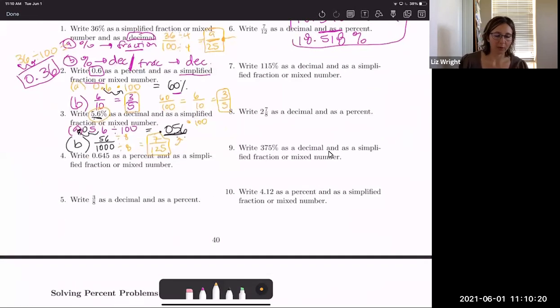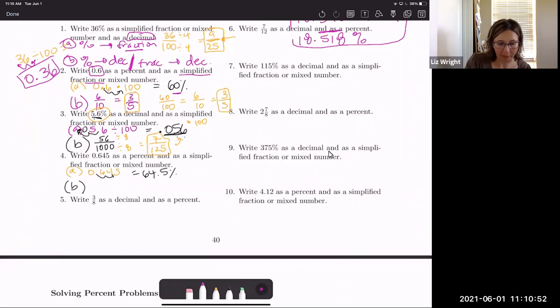All right, so let's look at the next one. Write 0.645 as a percent and as a simplified fraction. So for part A, writing it as a percent, I'm going to take 0.645. If you need to, we're looking at the part, take a decimal, change it into a percent. Go look at the directions for that. And we're going to go 1, 2. So that's going to give us 64.5%.